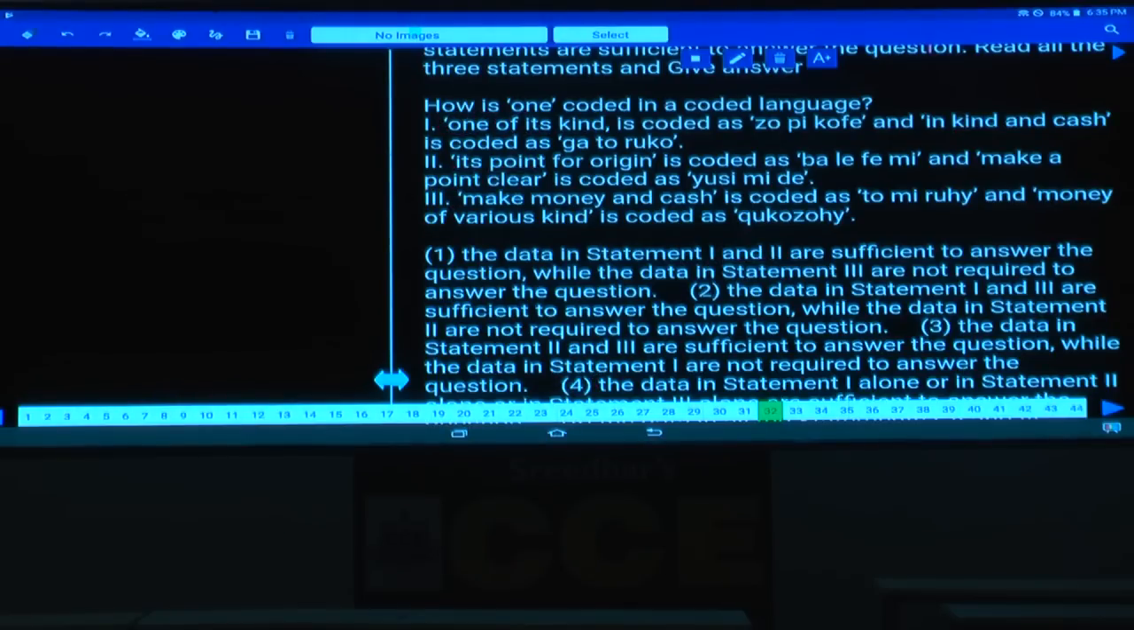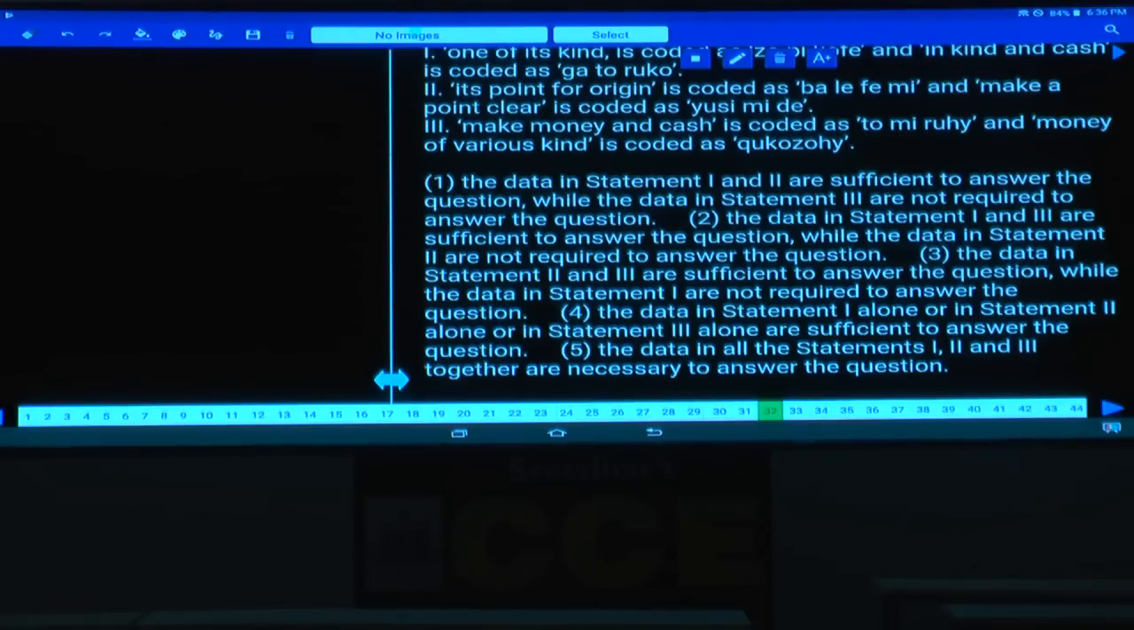Hence, in this type of data sufficiency, we are not checking what the answer is. What are you checking here? We are checking whether the given information is sufficient or not. Done with this? Now, this is about choice 5. The data in all the statements 1, 2 and 3 together are necessary to answer the question. Done?